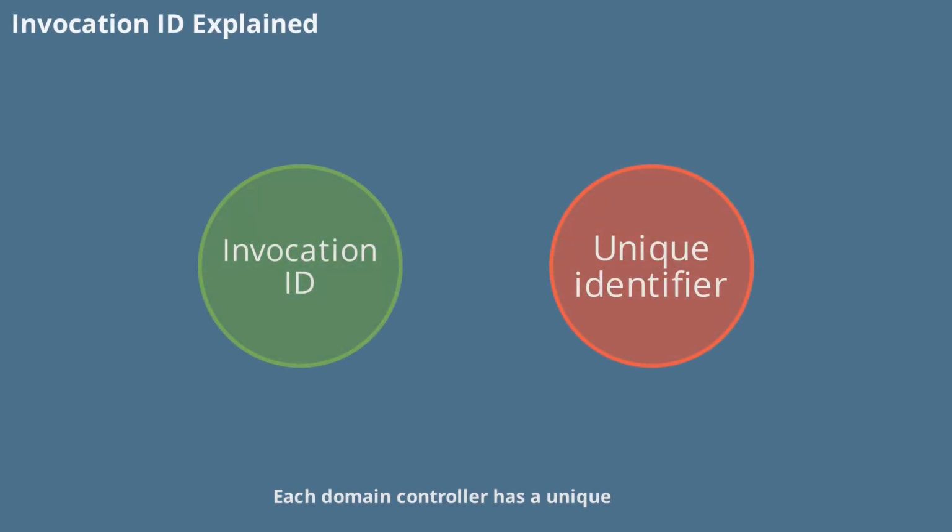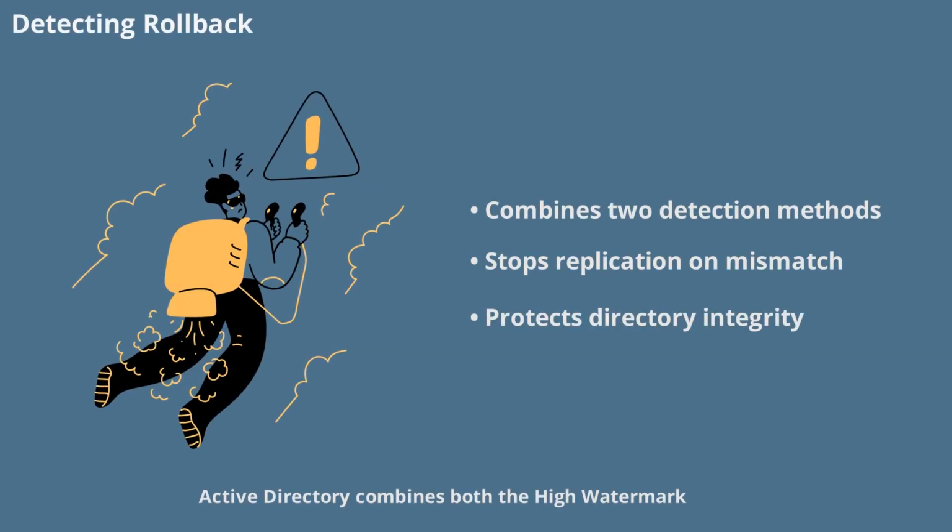Each domain controller has a unique identifier for its Active Directory database, called the invocation ID. When a DC is restored from a snapshot, its database effectively time travels, but its invocation ID remains the same. Other controllers compare both the invocation ID and the USN to detect if a rollback has occurred. Active Directory combines both the high watermark and invocation ID checks to detect USN rollbacks. If the patterns do not match what is expected, replication is immediately stopped to prevent further inconsistencies. This safety mechanism is crucial for maintaining the integrity of the directory.